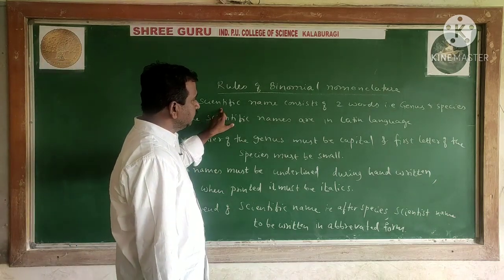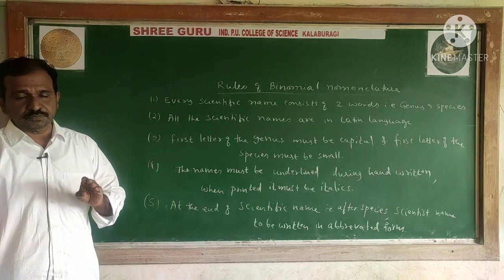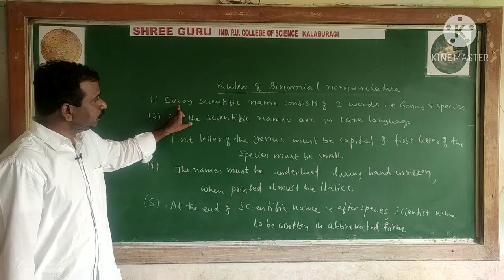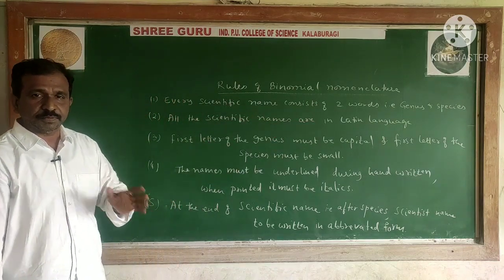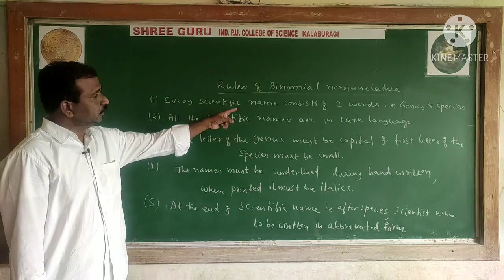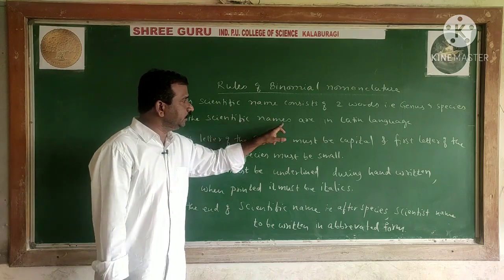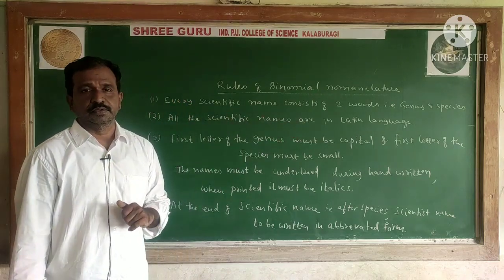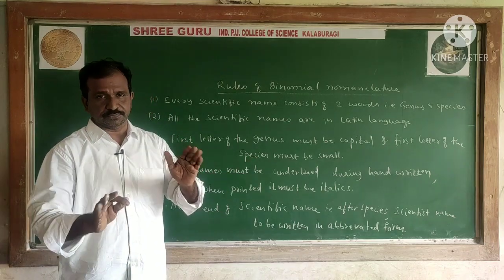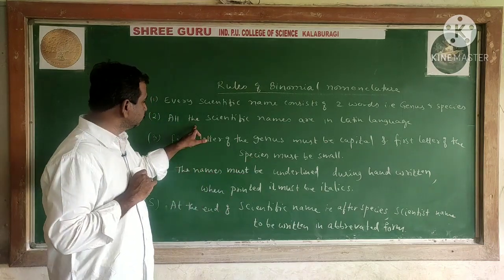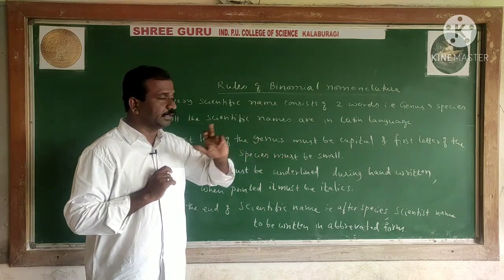So, first one is, nimge kuda barkoveku, because it is important in the examination, what I am dealing. Every scientific name consists of two words, that is genus and species. This already explained. Because of this, it is called as binomial nomenclature. Next, all the scientific names are in Latin language. Ella vaidyanika hesarugalu Latin bhashayalline iruttave. Then first letter of the genus must be capital.